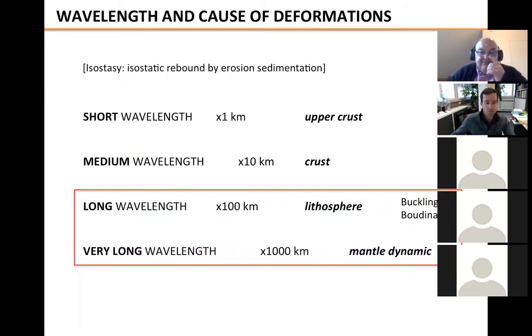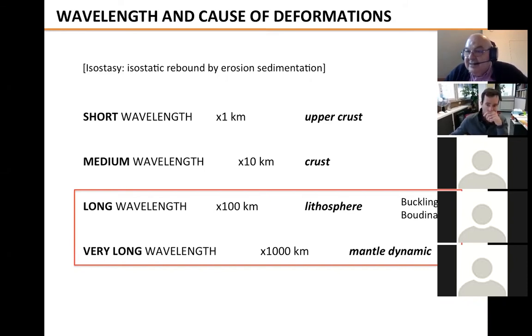Yes. Okay, so it means that this is the crust. I have a French example, but I think that you don't know about that. Long wavelengths is related to the lithosphere. These are the processes of buckling or boudinage. The best example is all the plate deformation with a wavelength of hundreds of kilometers. And when you get very long wavelength processes, the only process that can explain that kind of wavelength is mantle dynamics, okay?